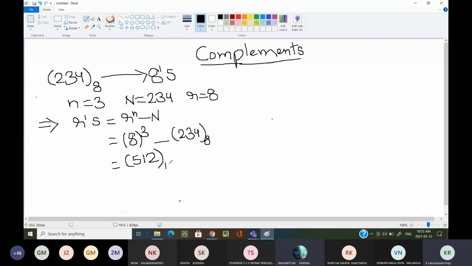Please remember, you always get the decimal number only. But here at the other end, what is the number? 234 of base 8. It is a base 8 number system. Now what do we have to do? We have to convert 512 into octal. Very good.